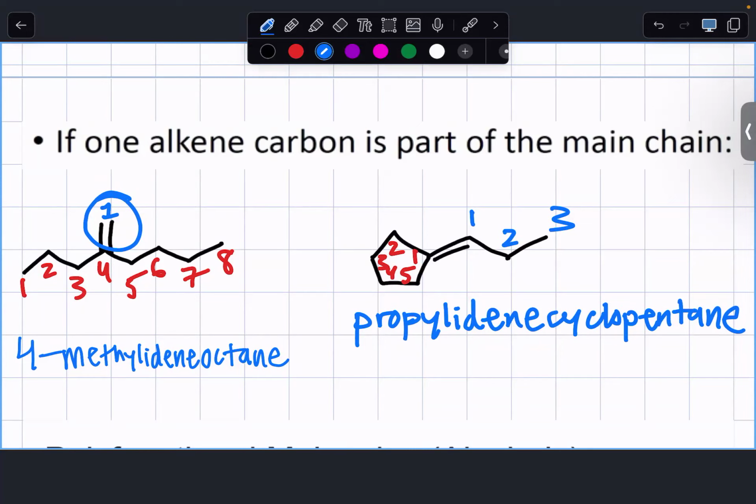Any questions on this part? The common name for methyl is like, I think, methylene, but just stick with the IUPAC nomenclature, just to be safe.